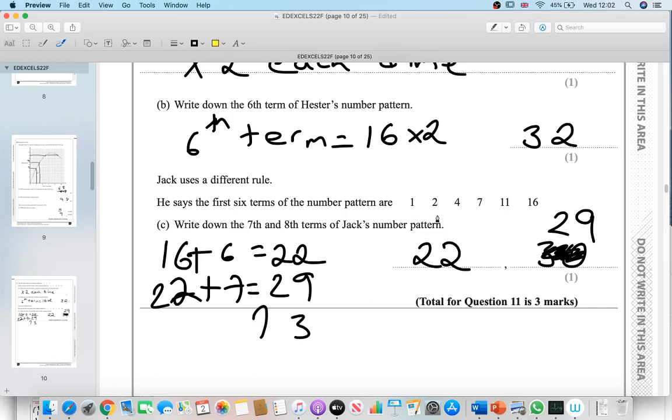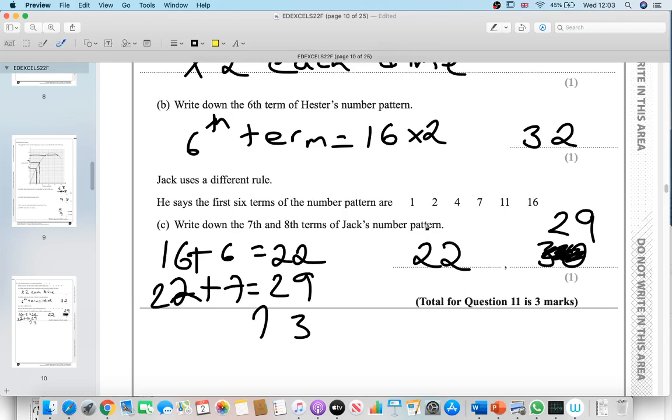So 1 plus 1 is 2, 2 plus 2 is 4, 4 plus 3 is 7, 7 plus 4 is 11, 11 plus 5 is 16, 16 plus 6 is 22, 22 plus 7 is 29. So I'm adding on an extra 1 each time in terms of the difference. So it is not a linear sequence actually. So I believe it's what I call a quadratic sequence.